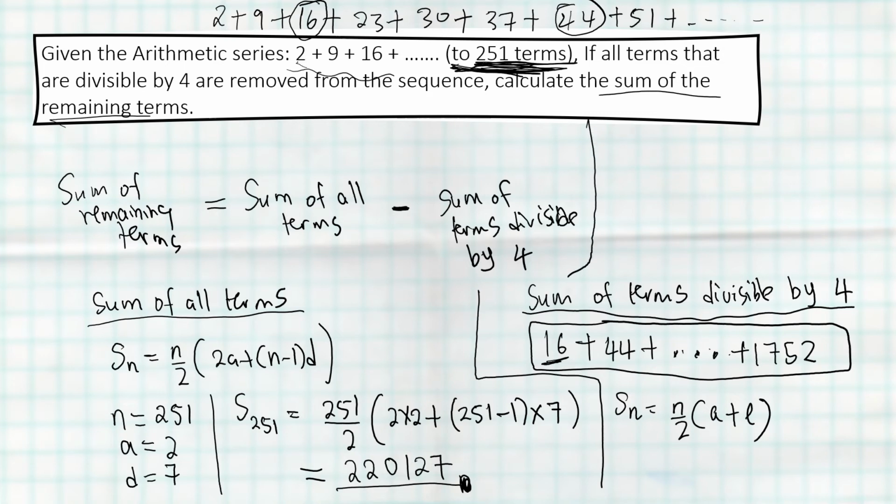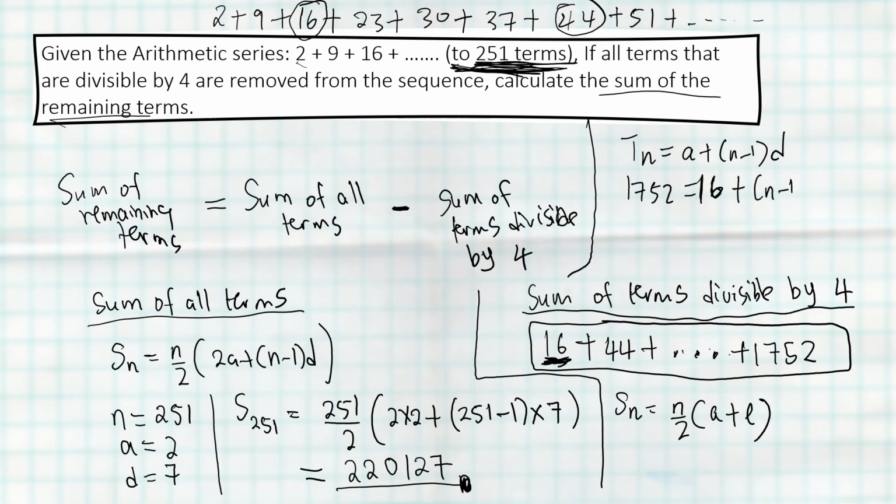Can you see there's quite a lot of things that we had to do? Hence this question will come with roughly plus or minus 7 marks. So let's calculate the number of terms. We use the formula Tn equals a plus (n minus 1)d. For Tn, we put our last term, 1752. Our a is 16. Remember, we are not using the original sequence, because here we are focusing on the sequence of terms that are divisible by 4. Hence we start with 16, because 16 is our first term that is divisible by 4.